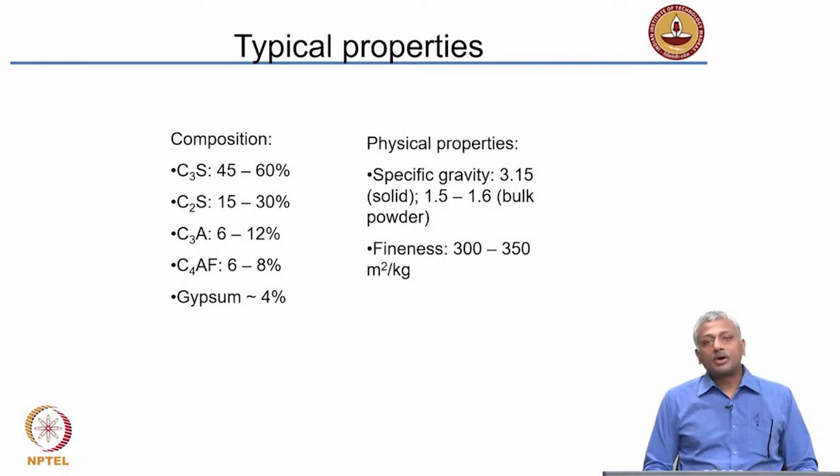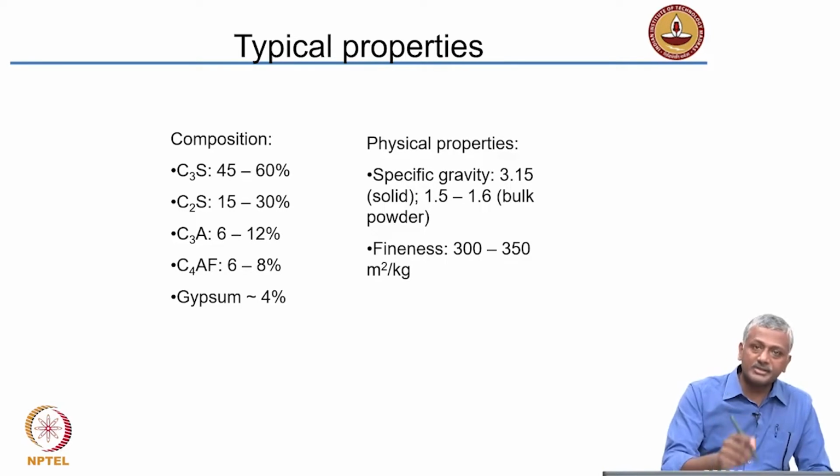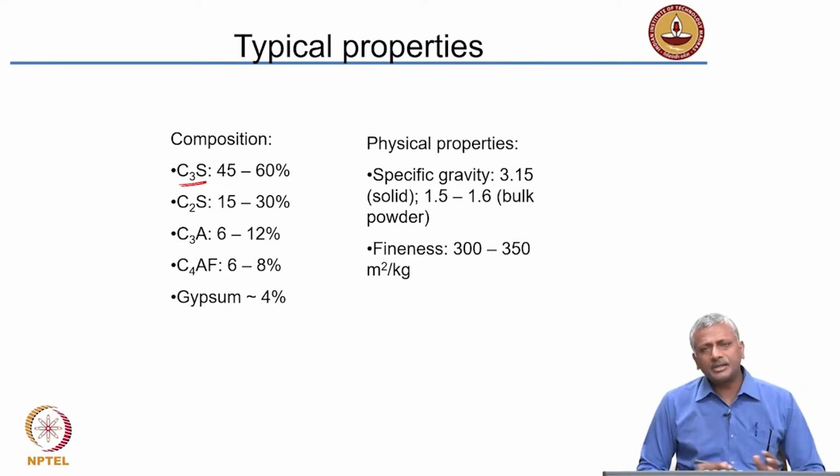How much of these compounds are present inside the cement? Typically, when you think about modern cement, most of it is C3S. Nearly 50% or more than 50% is C3S. And there is a reason why this is so. I'll come to that in just a minute.